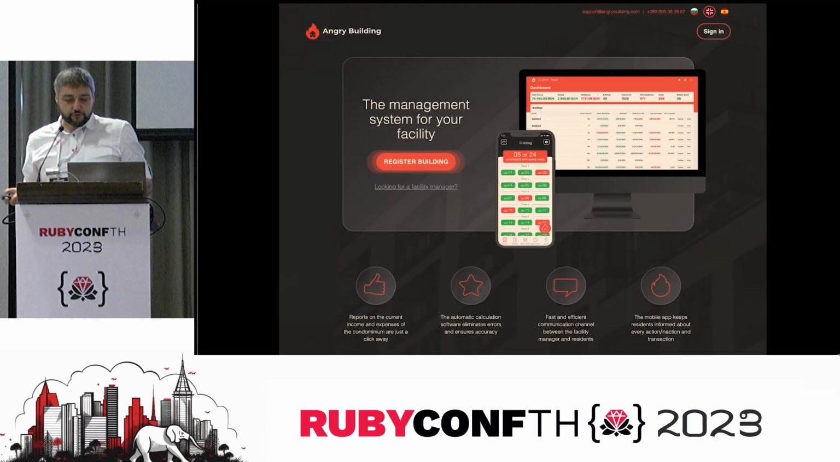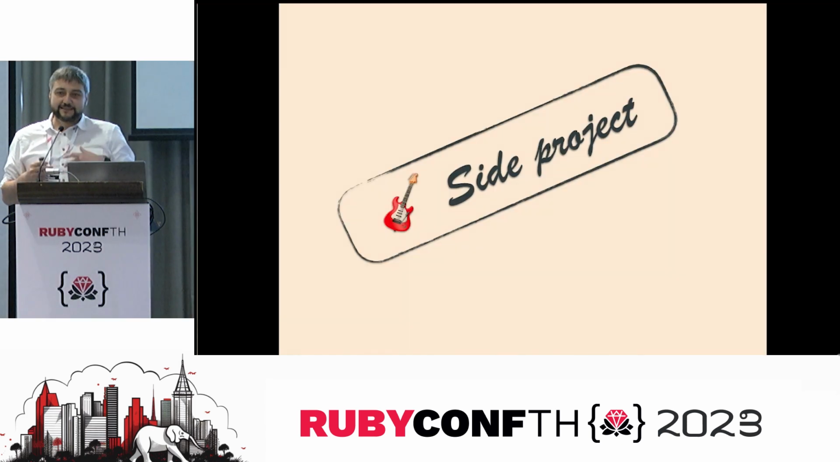While I was at Product Hunt, I started this thing called Angry Building, which is a SaaS tool for facility managers. The goal of the company is to rename it Happy Building and have everybody be happy, but we have to start from somewhere. So we started from the angry side. It started as a side project, something I worked on in the weekends.